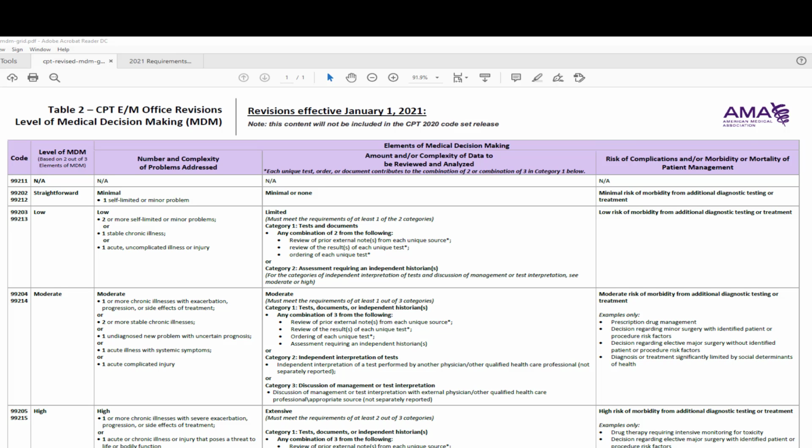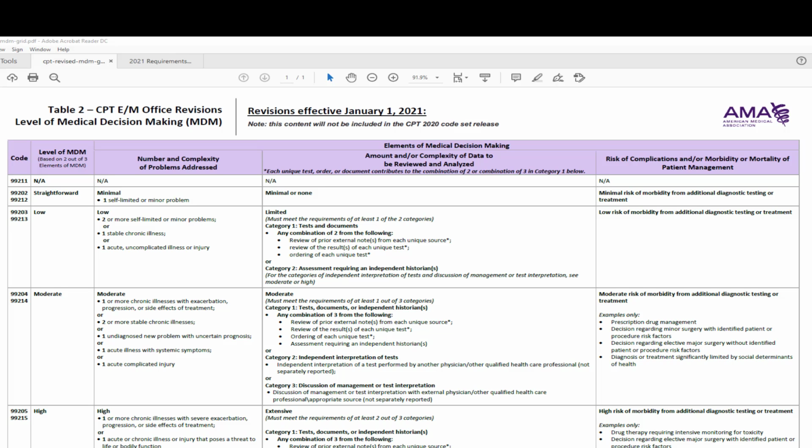All right. Two or more self-limited or minor problems. Maybe if they're not counting musculoskeletal as one, we could say anything related to the spine is one and maybe an extremity is the second one. Not sure about that yet. So anyway, the number and complexity of problems addressed, we could fit into 99203, 99213. But here's where it gets a little dicey.